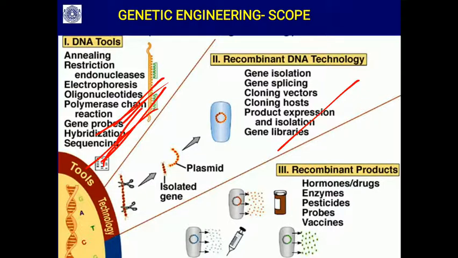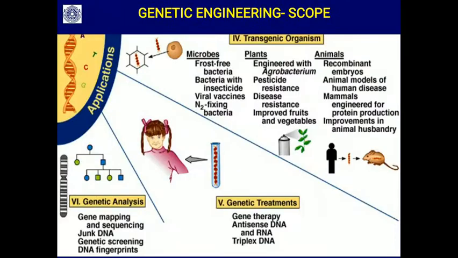development of engineered cloning vectors. Then development of cloning hosts, engineered hosts, then the isolation of gene libraries. All these technologies developed because of genetic engineering. Then recombinant products, so many products now in the market: hormones, drugs, enzymes, pesticides, probes, vaccines, all these genetically engineered products. Similarly, you will find transgenic organisms.